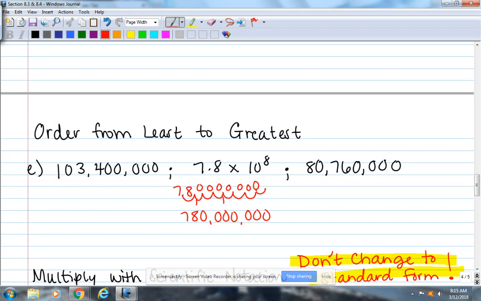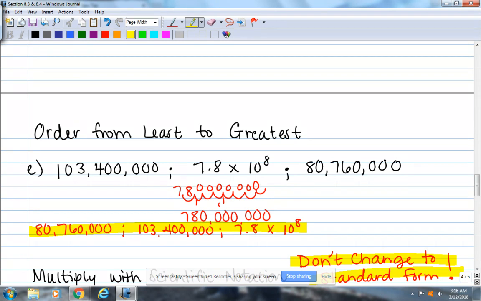So when you write them least to greatest, they want them in their original form. So what's the lowest number we got there? 80 million. I use semicolons since we have a lot of commas. What's the next highest? 103 million. And then last is the 7.8 times 10 to the 8. And again, they want you to rewrite them in the form they gave you. That's what your multiple choice questions are going to do to you.